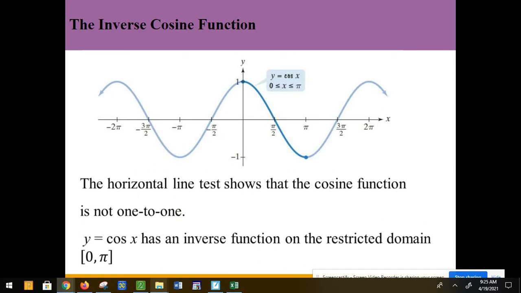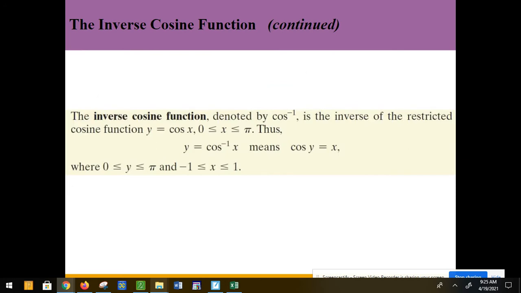If we're looking at the cosine function, same thing. It's not one-to-one, right? You could draw a horizontal line and touch it more than once. So we need to have a restricted domain for this. For cosine, we're going to go from an x value of 0 to pi. So again, half a period. The inverse cosine function, denoted by cosine inverse, is the inverse of the restricted cosine function, specifically for that restricted domain of 0 to pi.